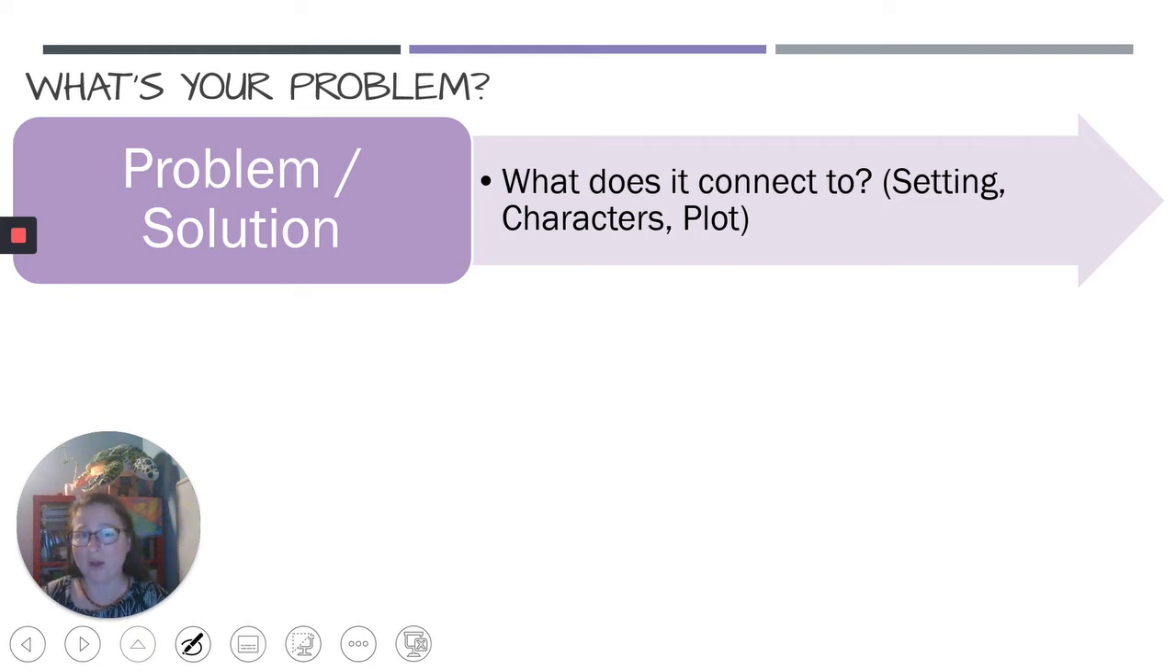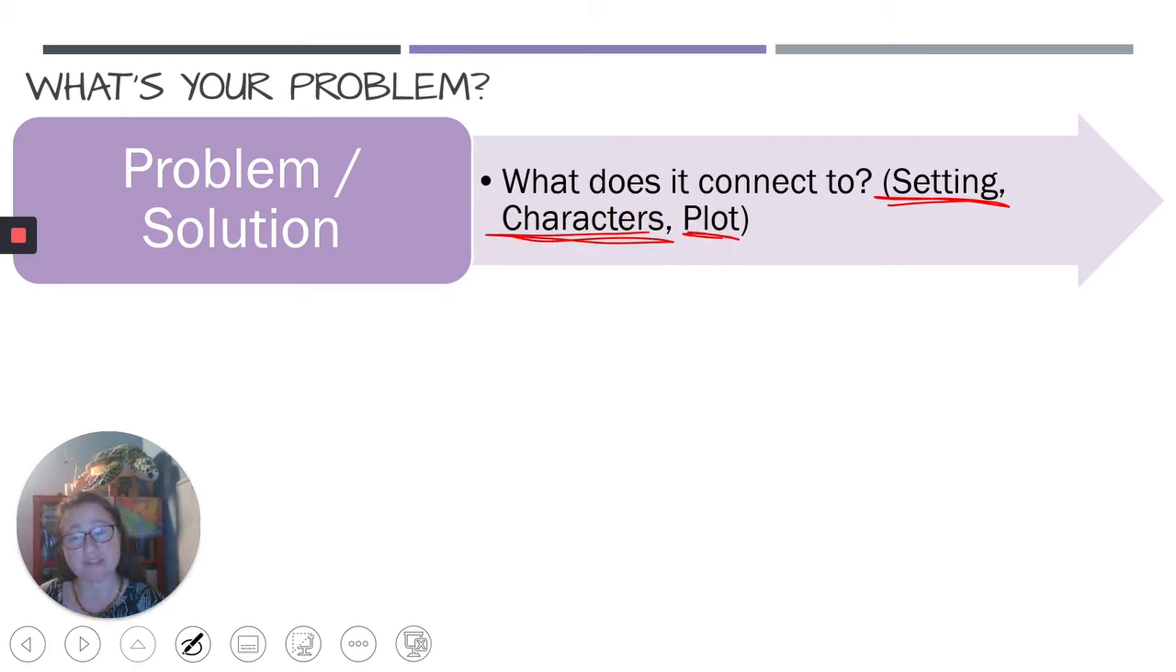Well, let me give you a solution. I like to use the what's your problem solution or problem strategy. So the what's your problem strategy says that when I am working through a text, I need to figure out what's the problem, and when I find it, what's the solution? And then ask, how does that connect to the story? Is that helping me learn about the setting? Is it helping me learn about characters, or is it helping me learn about the plot?